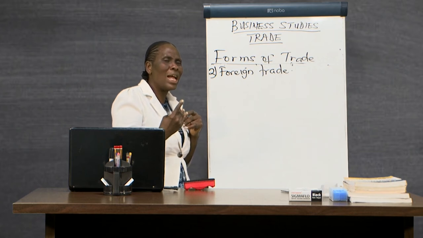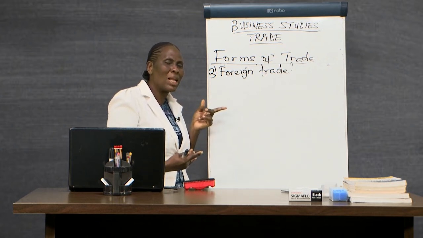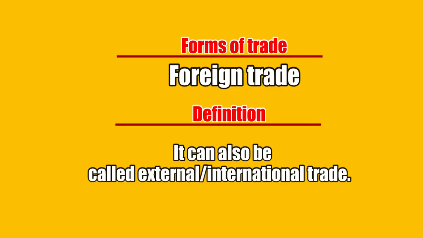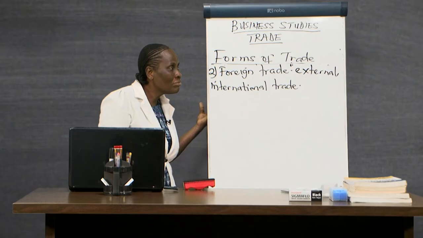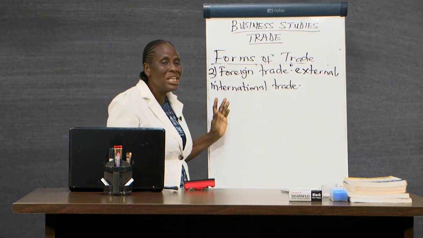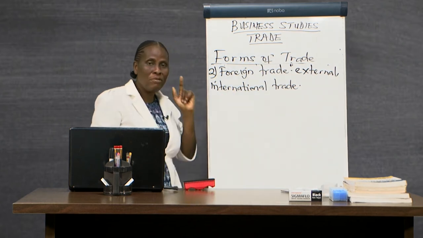Can you try to give me another name for foreign trade based on this simple explanation? That it goes beyond the boundary of a country. It can be called external. It can as well be called international trade. It is international because we said it involves two or more countries of the world. It is not just about a country. For example, China can sell electronics to Nigeria. For example, Germany, Brazil, and all other countries of the world can trade with Nigeria. And that is what we mean by foreign trade.